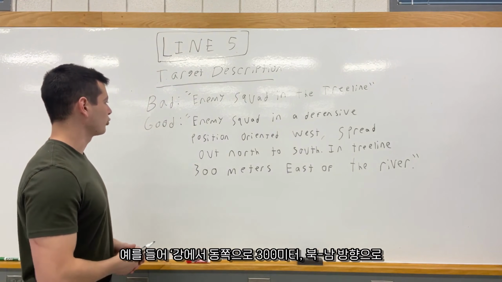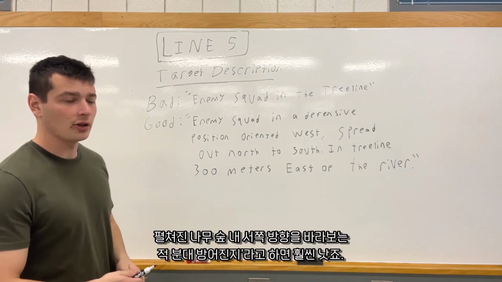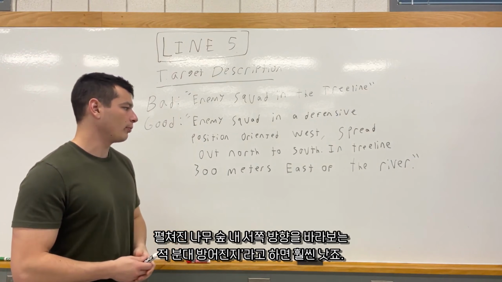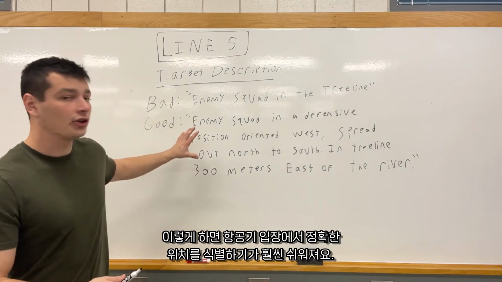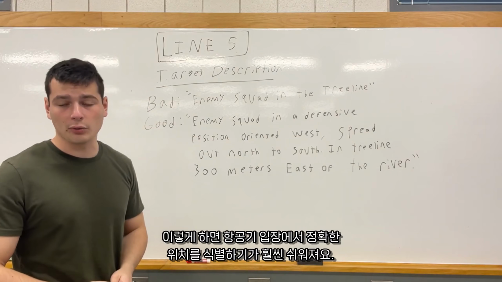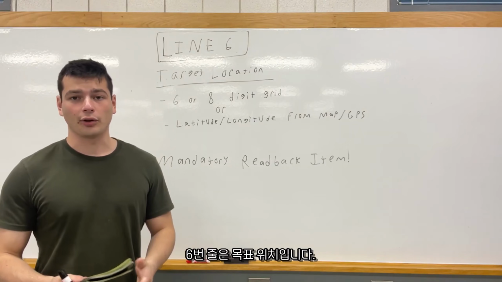So a better description would be enemy squad in a defensive position, oriented west, spread out north to south, in the tree line 300 meters east of the river. You see how this one gives the aircrew a lot more to work with in terms of actually pinpointing a specific location that they should fire as opposed to this first one. Line 6 is the target location.